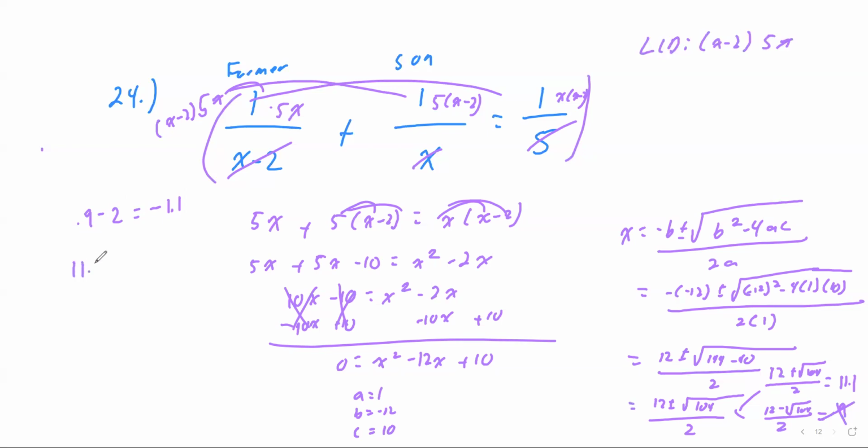Using the other one, 11.1, because again, the farmer was x minus 2. 11.1 minus 2, I see that would give me 9.1. That's a realistic answer. So if the father did this alone, it would take him 9.1 hours, because that's what it's specifically asking for, the father. Which then tells me that the son could do it in 11.1 hours. But together, they're able to do it in 5 hours.